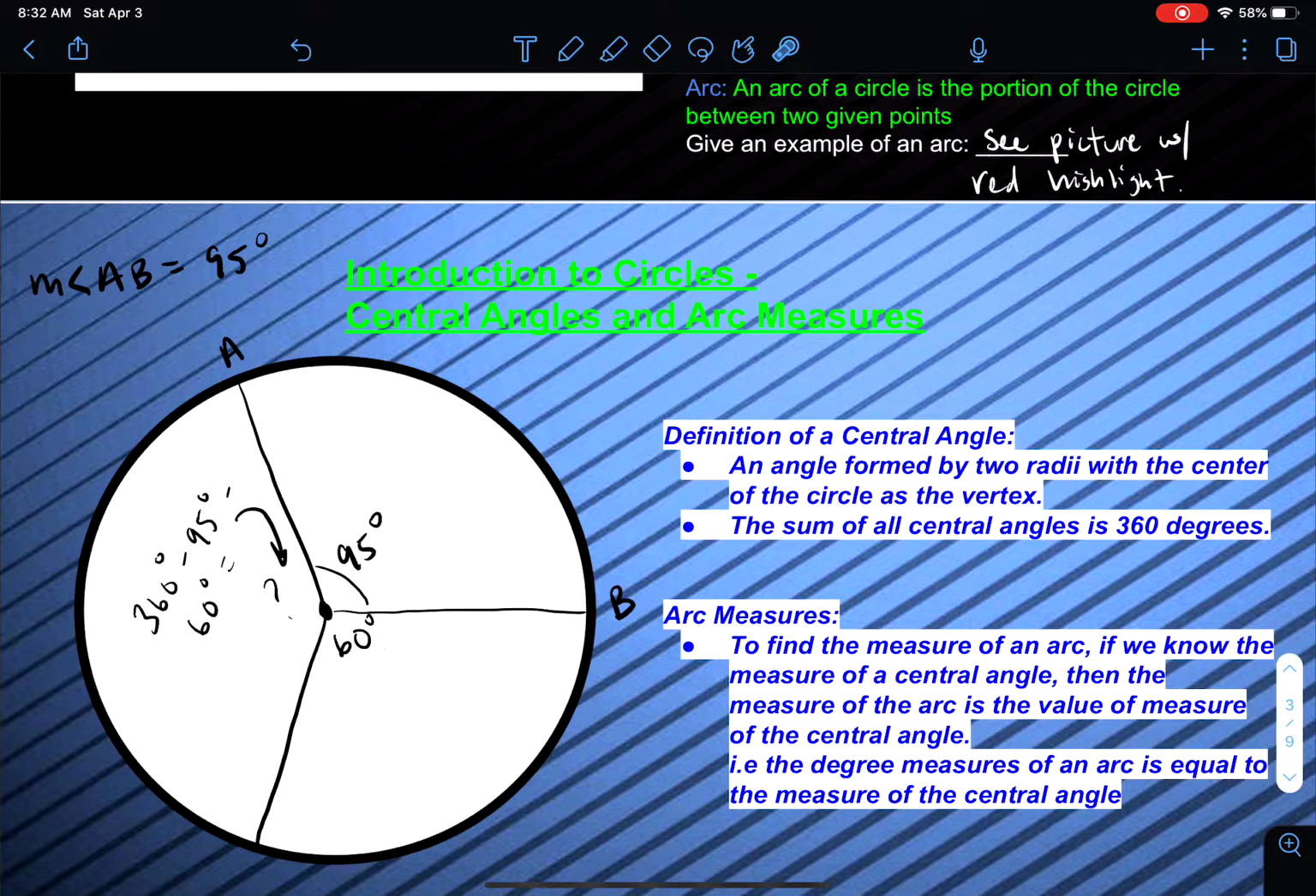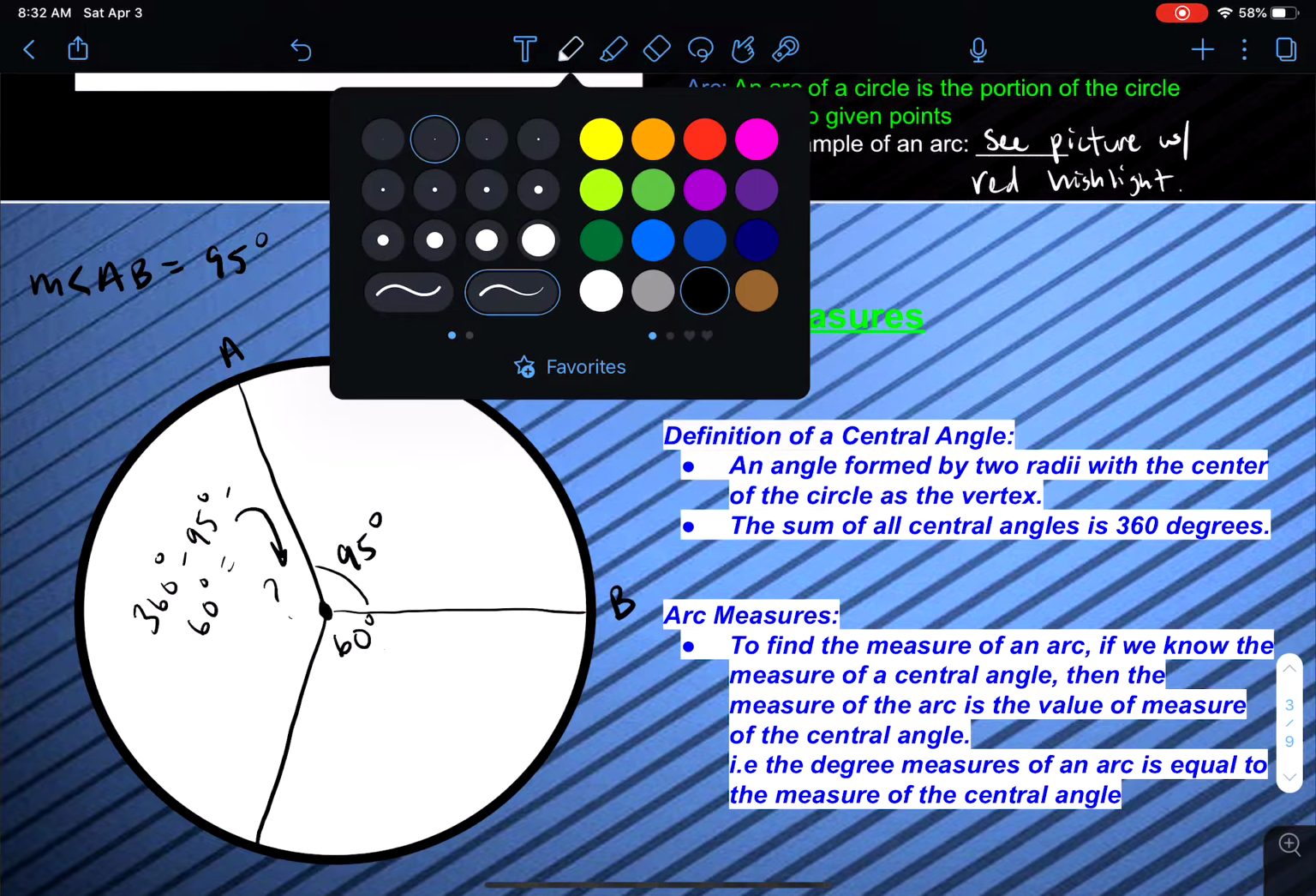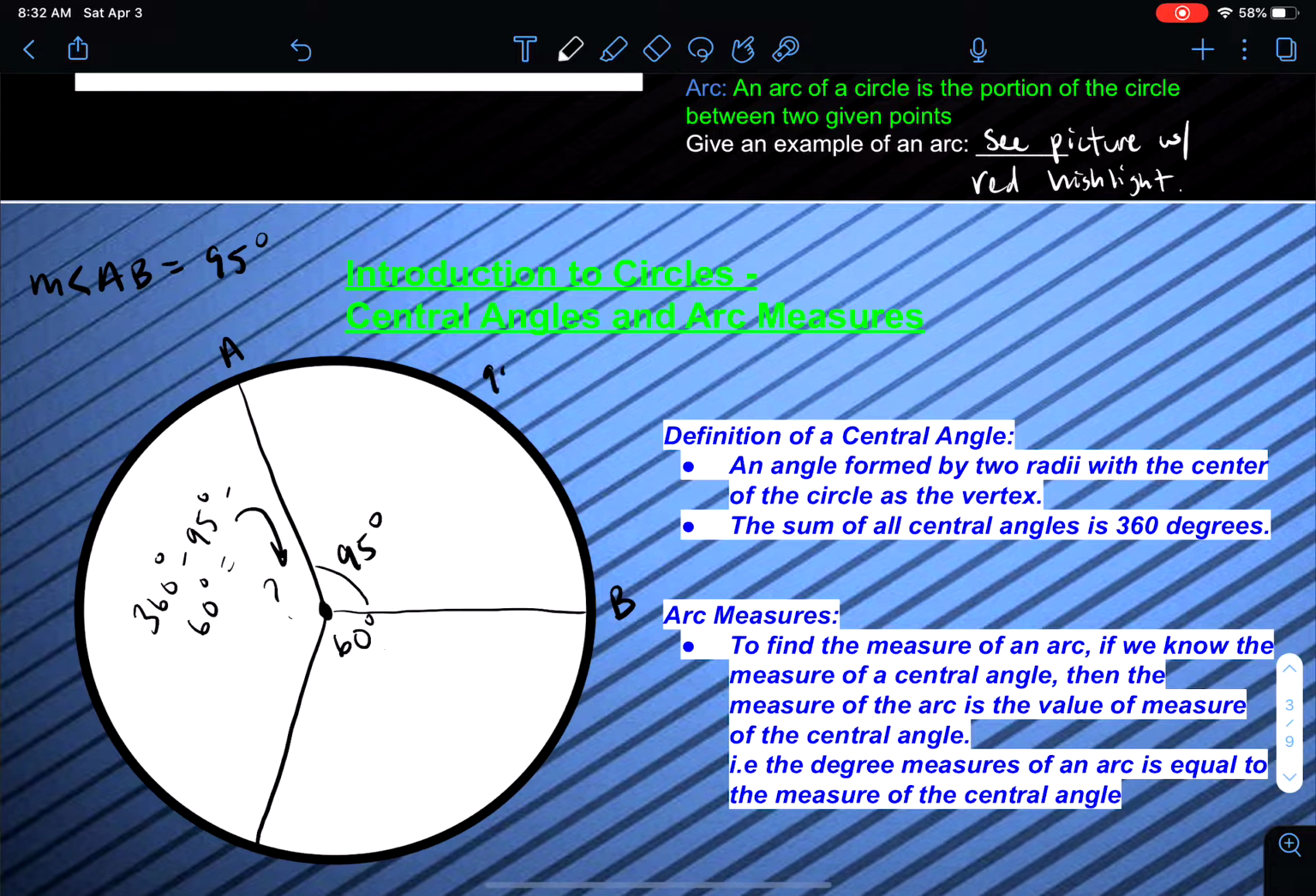It says to find the measure of an arc, if we know the measure of the central angle, then the measure of the arc is the value of the measure of the central angle. So if this is 95, then my arc measure, let's say AB, is also 95. So this is 95 degrees, and I'm going to write it as follows. The measure of arc AB, with this little curvy arc symbol, is also 95 degrees. Wonderful.